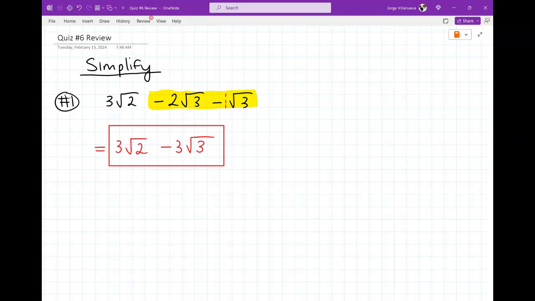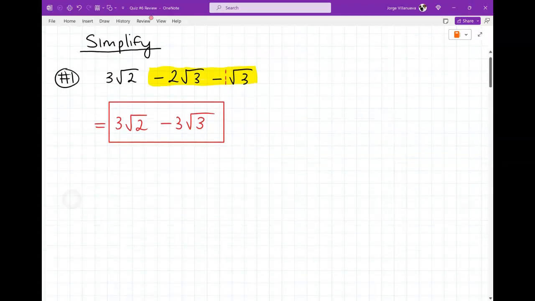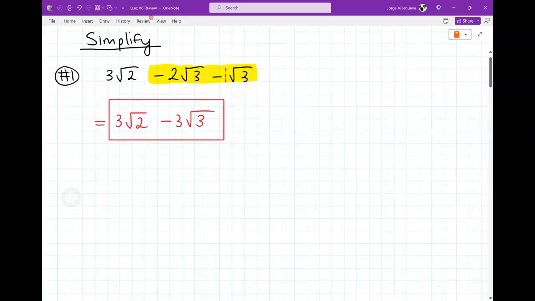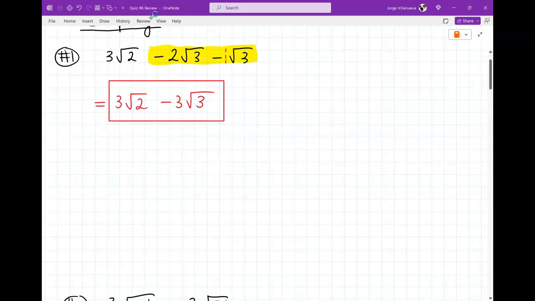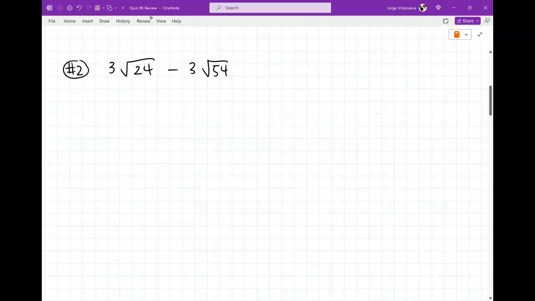So again, nothing too difficult. Sometimes they're pretty easy, but just be aware of it. Any questions or comments on this one? Yeah, we got 8 of them. Some will be easier than others.